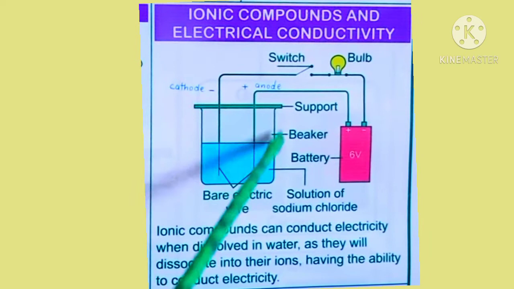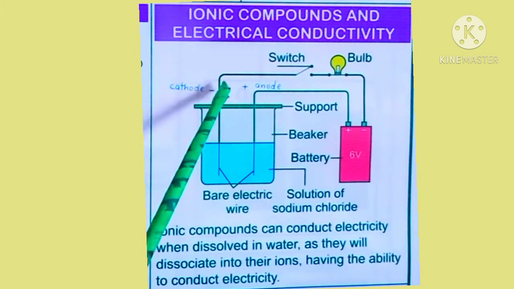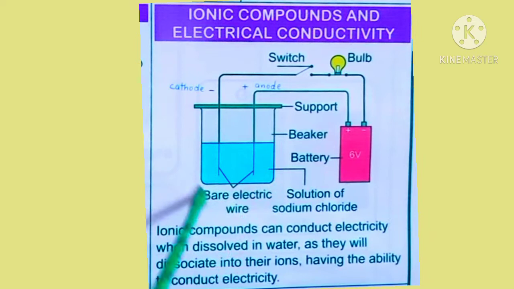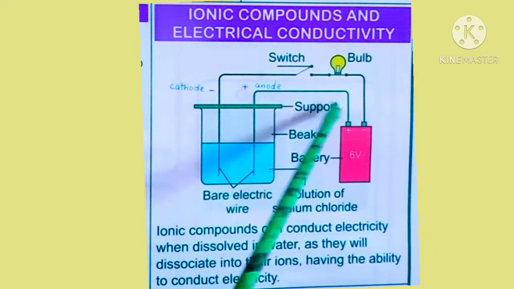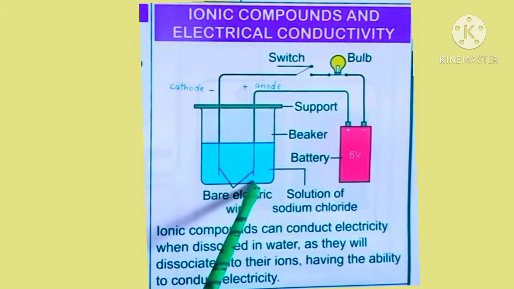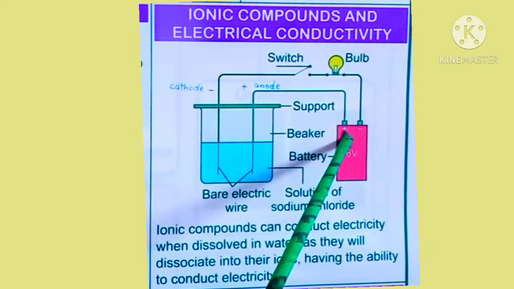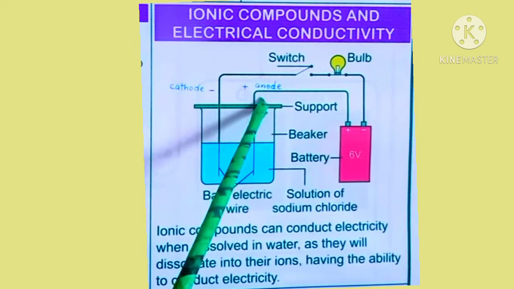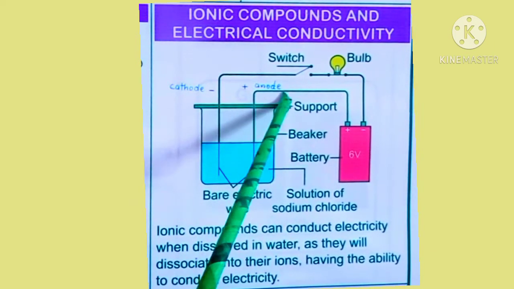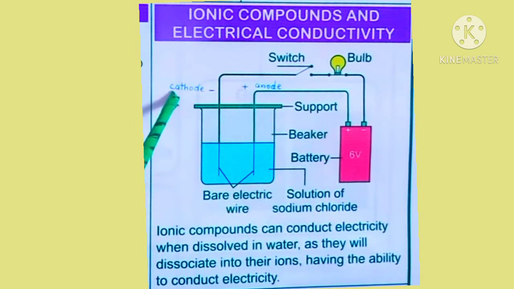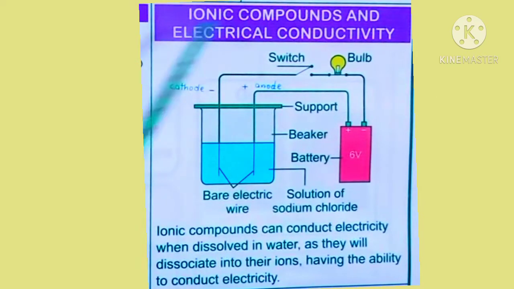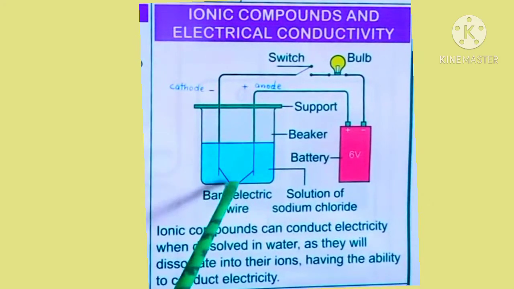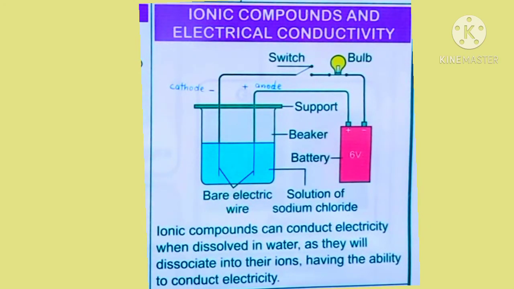See how, if we dip two rods in an ionic compound, one rod is connected with the negative terminal of the battery, and another rod is connected with the positive terminal of the battery. The rod connected with the positive terminal is known as anode. The rod connected with the negative terminal is known as cathode. When we switch on, the bulb will glow. This indicates that ionic compounds are good conductors of electricity.